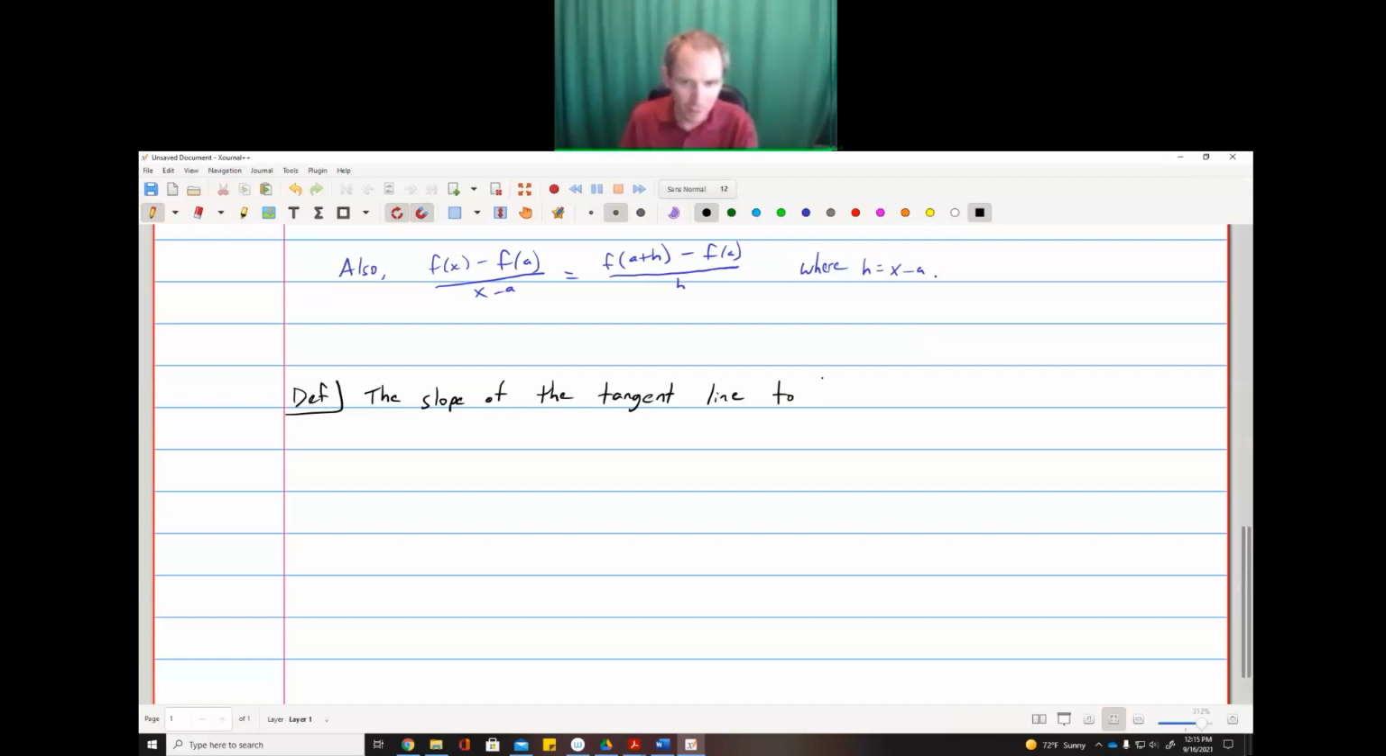So the slope of the tangent line to f of x at x equals a, we can write this as m tangent, is this: we take that same difference quotient we just had, f of x minus f of a over x minus a, and we just throw a limit up the front. We say, let that x get closer and closer to a, provided this limit exists.